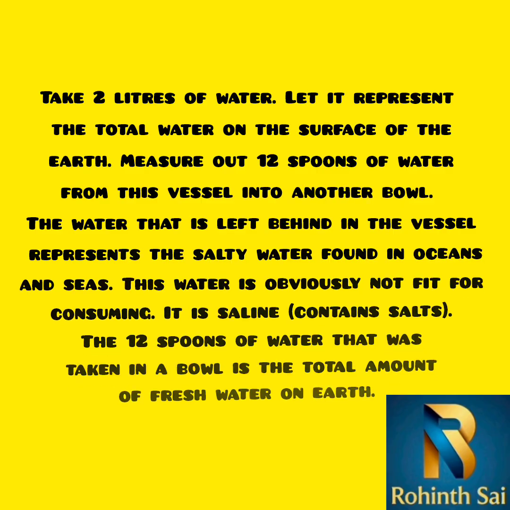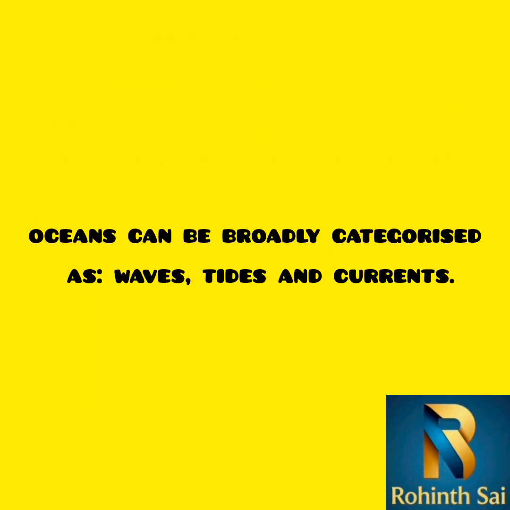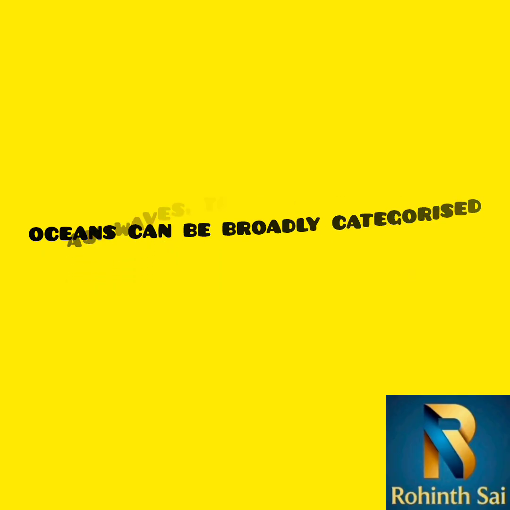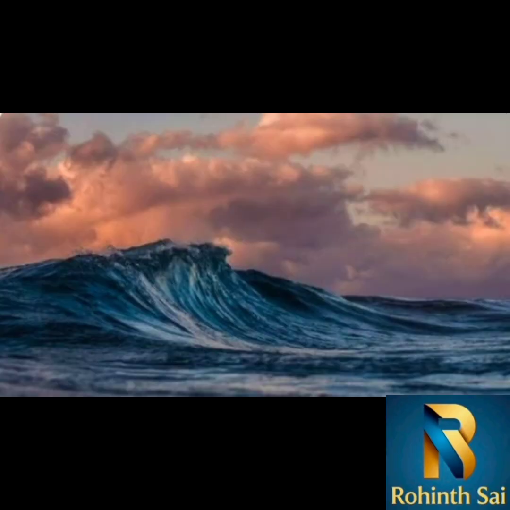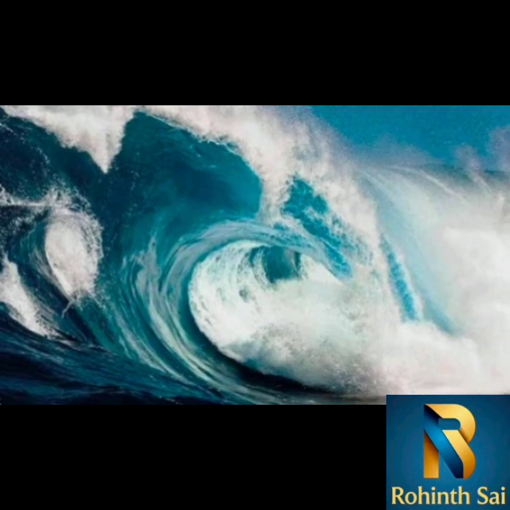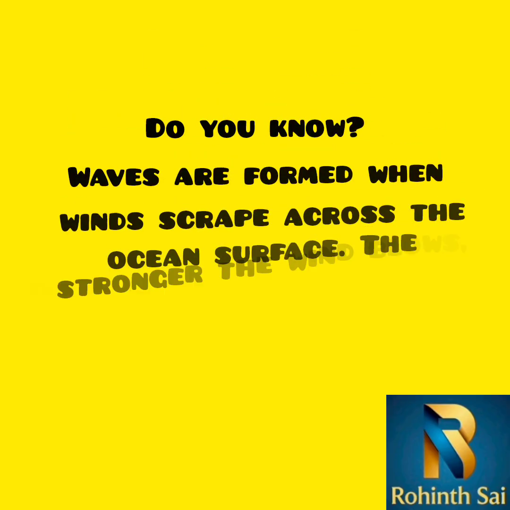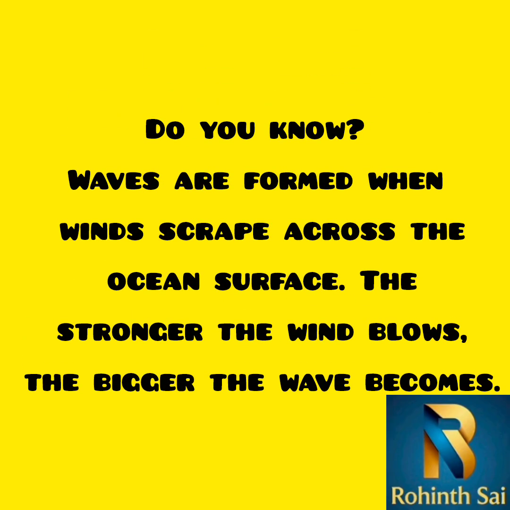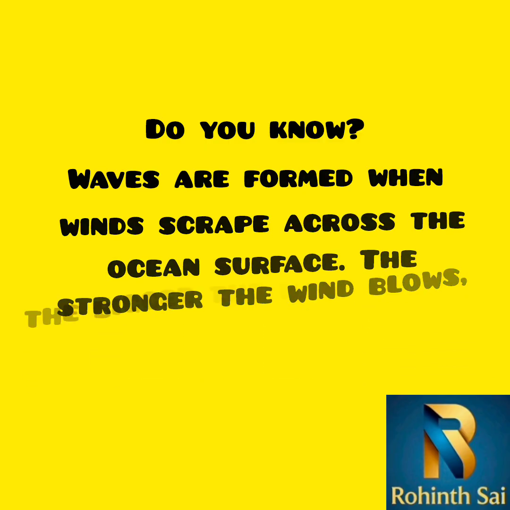water on earth. Oceans can be broadly categorized as waves, tides, and currents. When the water on the surface of the ocean rises and falls alternately, they are called waves. Do you know waves are formed when winds sweep across the ocean surface? The stronger the wind blows, the bigger the wave becomes.